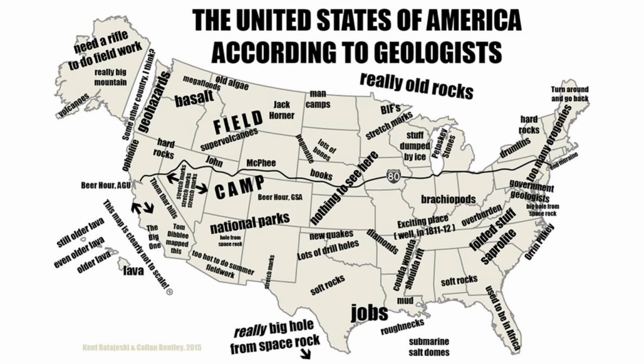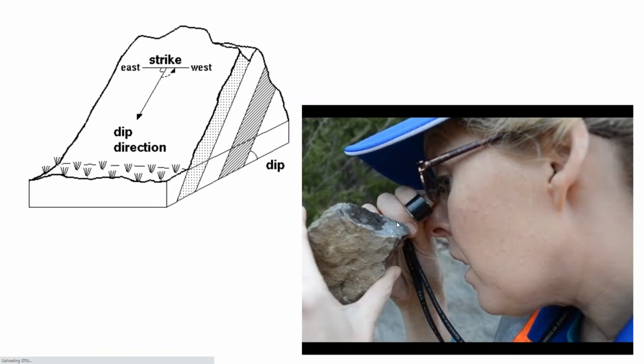For some people, and you can pause the video here because it's kind of cool to look at this map. This is how some people joke about geologists interpreting the geologic environmental history of the United States. It's just a fun slide. But we live over here where there's government geologists and lots of overburden sitting on top of interesting stuff below, or folded stuff, right? It's a whole lot more interesting than that, I think.